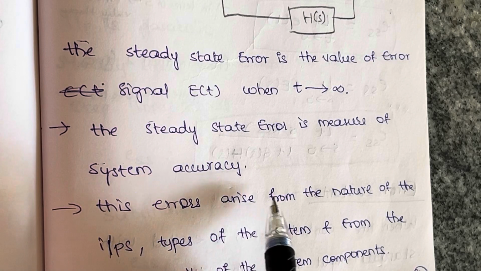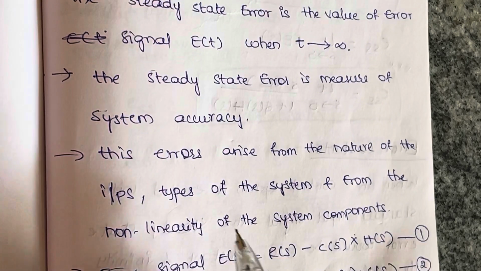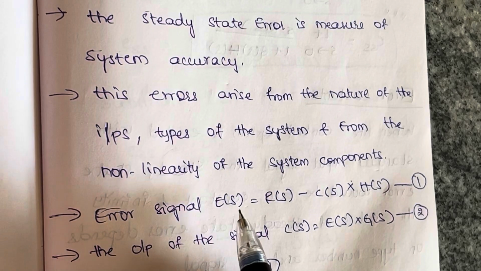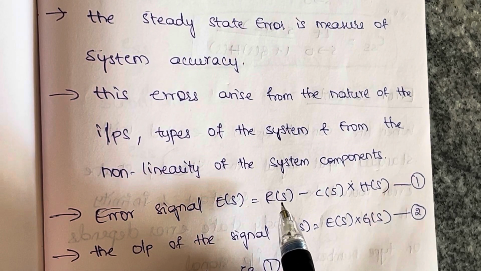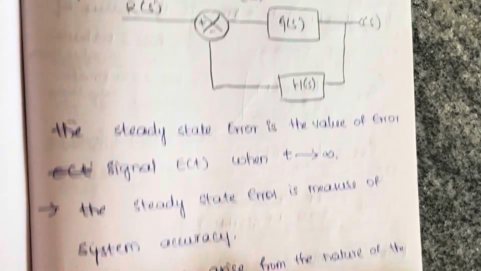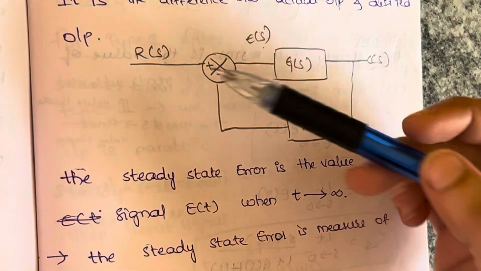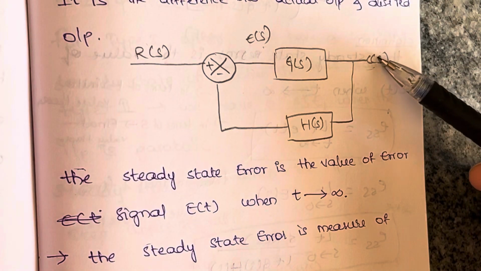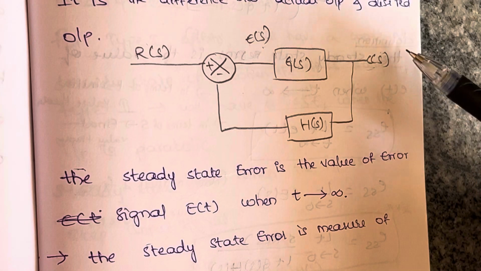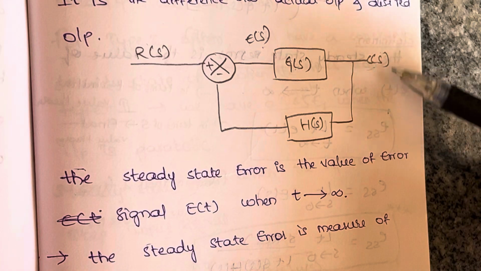This error arises from the nature of the inputs, the type of the system, and the non-linearity of the system components. The error signal E(s) can be given as R(s) minus C(s) into H(s). That is the error signal we have here. E(s) equals R(s) minus C(s) H(s), and the output signal C(s) can be given as E(s) into G(s). This we get here on the output side.